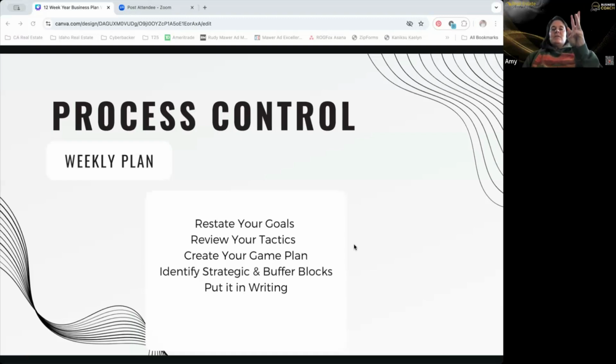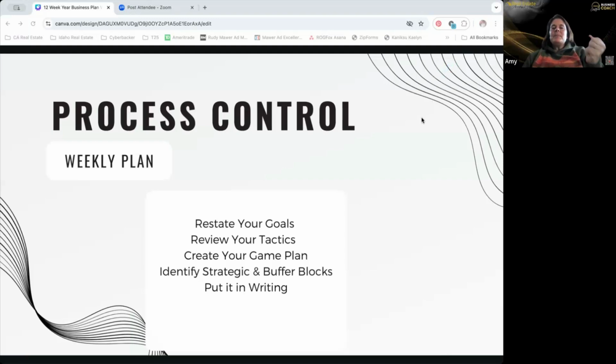Restate your 12-week goals, break down the tactics to figure out which ones need to be done this week and on what day they need to be done, if there's specific days or times. And then we're going to identify where those strategic and buffer blocks are going to go on our calendar. Your weekly plan should be in writing because it's going to be your roadmap to success. Okay, so make sure you put it in writing.